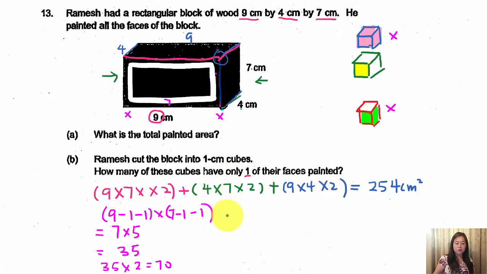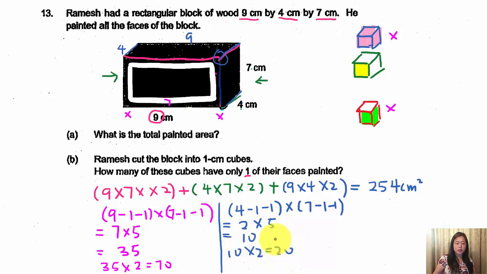So let's look at this side now. So this is 4. So likewise, we need to use 4 minus 1 minus 1 multiplied by 7 minus 1 minus 1, and it will be 2 multiplied by 5, which is actually 10. 10 times 2 is actually 20.